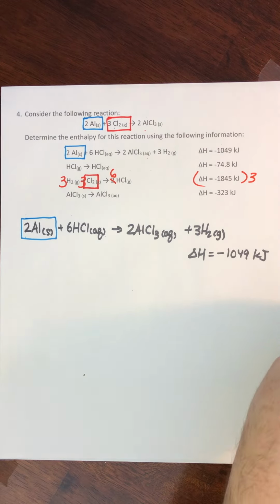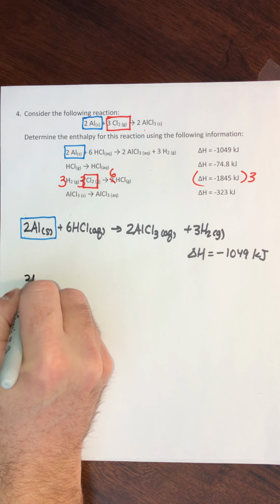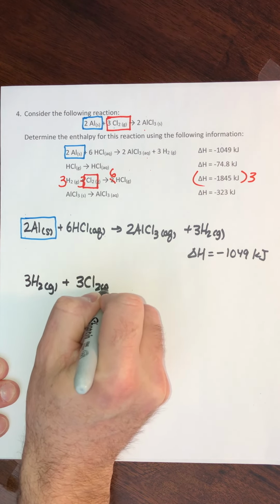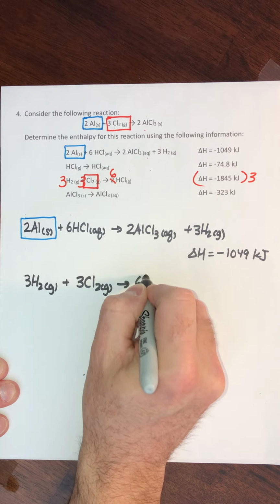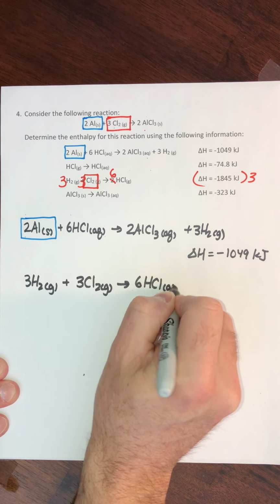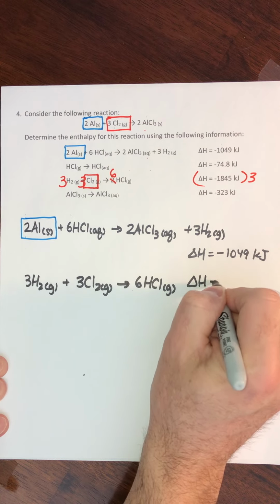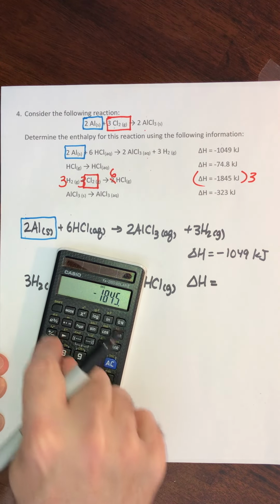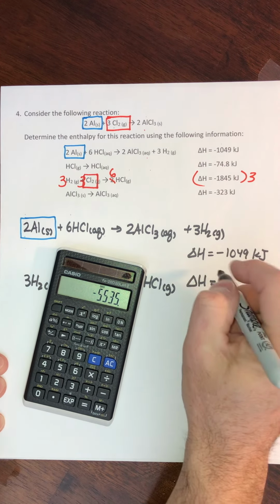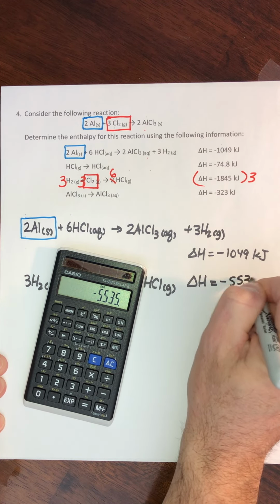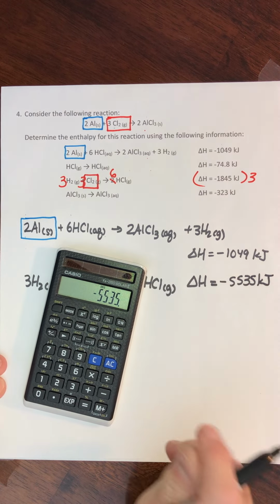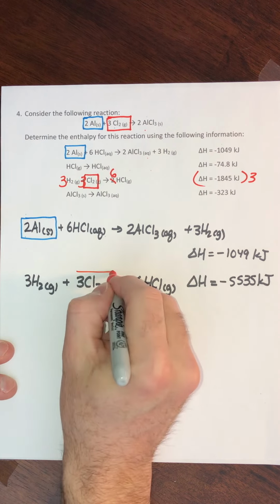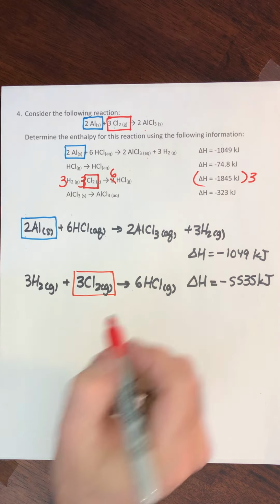Okay, so if we rewrite, that gives me 3 H2 gases, 3 Cl2 gases, turning into 6 HCl gases, and the delta H is 3 times as much. I'm going to need my calculator for that. 1845 negative times 3. That's a minus 5,535 kilojoules. And again, let's put a nice little box around my 3 Cl2s.